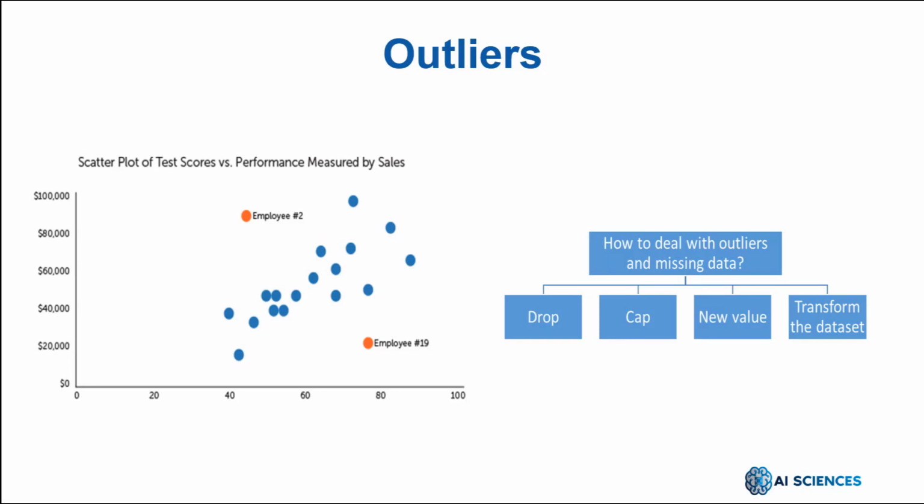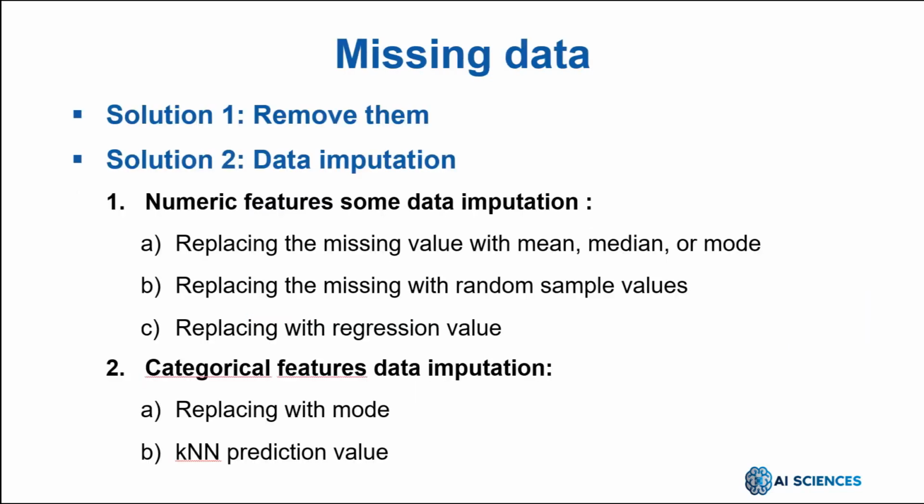One way to handle missing data is by dropping the observations. Another way is to use data imputation techniques. If we have a numeric feature, we can replace the missing value with the mean, median, or mode, or we can select random observations from the dataset and use their feature values to replace the missing value. The last imputation technique is performed by regressing the missing feature on the other features and making a prediction of the missing value.